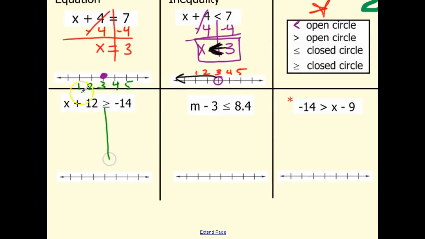Down here we're going to do the same thing. We're going to get x all by itself so we can graph it. So we have the opposite of adding 12 would be subtracting 12. So those are gone. We have x is greater than or equal to. And then we need all the negatives together. A -14 combined with the -12, same sign, add and keep. So 4 plus 2 is 6. 1 plus 1 is 2. So we have a -26.